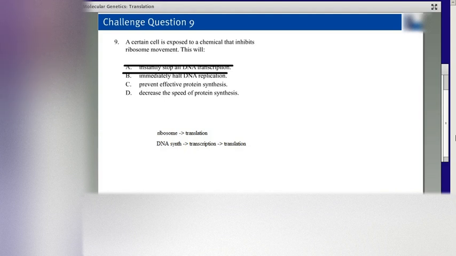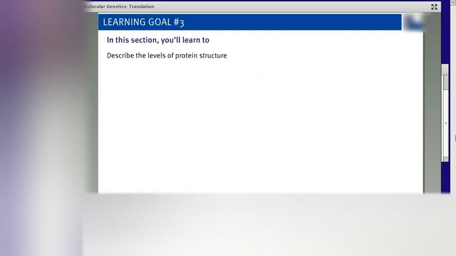Prevent effective protein synthesis or decrease speed. Now, in order to synthesize a protein, what does the ribosome have to be able to do? It has to move. We talked about the importance of the subunits being able to shift along the mRNA as they're moving. So if they cannot, we're not going to be able to effectively produce a protein. Nicely done.